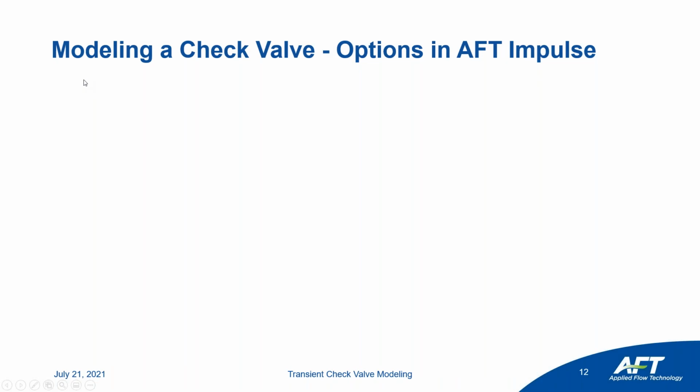So plug over, let's take a look at how we can model different check valve options in AFT Impulse. So again, bringing it back to the software, how do we consider those different characteristic curves and the deceleration in Impulse?